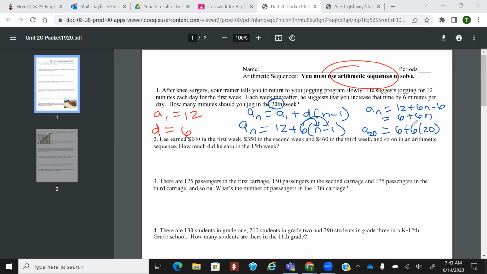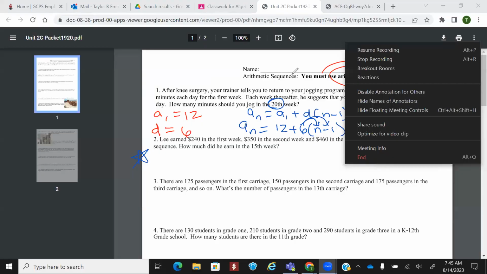So really quick, somebody plug this into your calculator and tell me what you get. So when we plug in 6 plus 6 times 20, what'd you get? Should be 126. Yeah. So 6 times 20 gives me 120 and then plus 6. So it'll be 126. Can you try number 2?